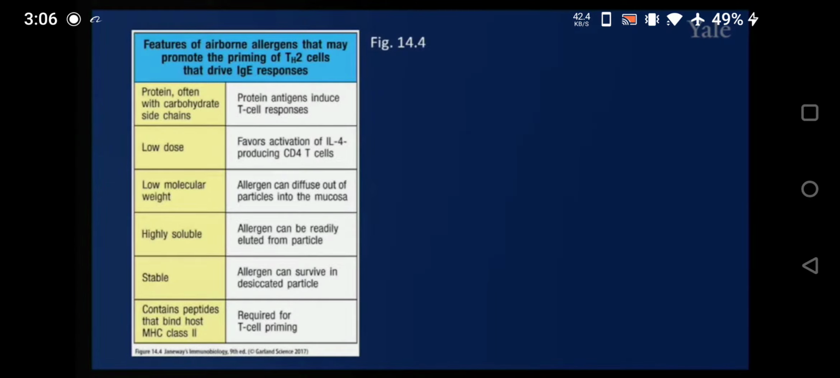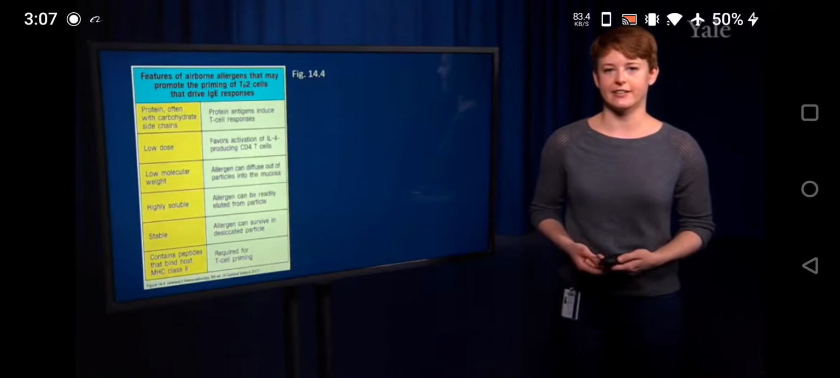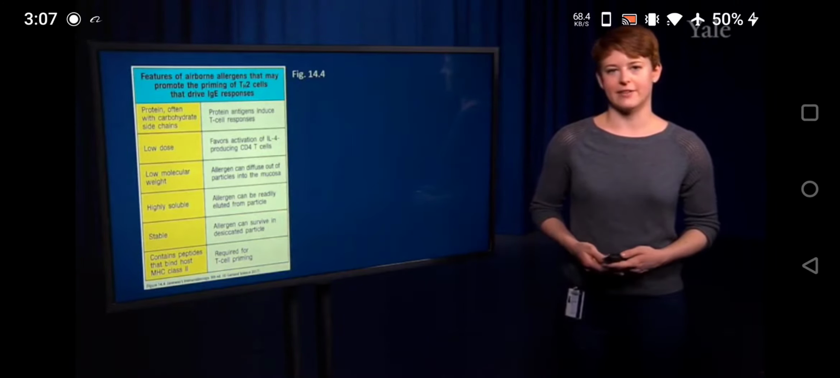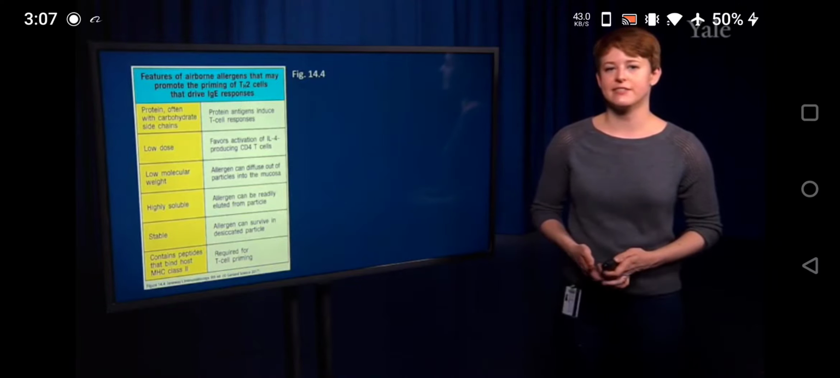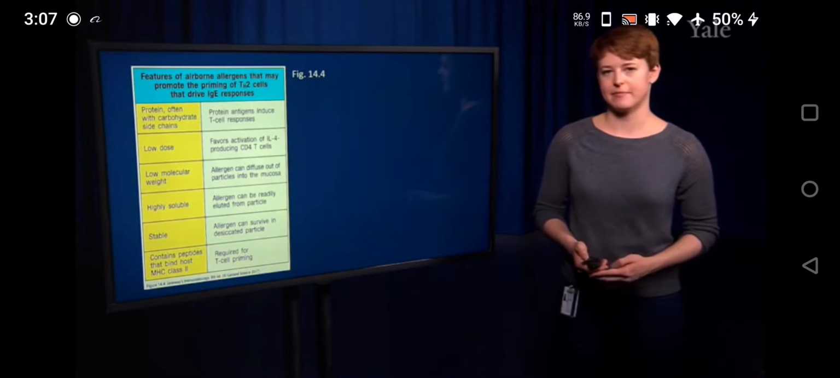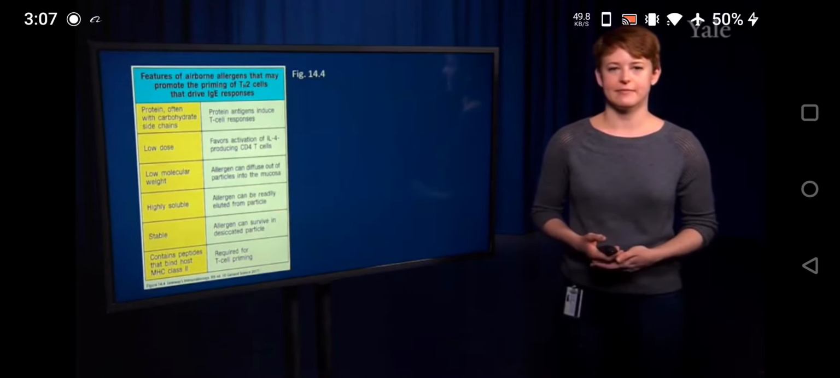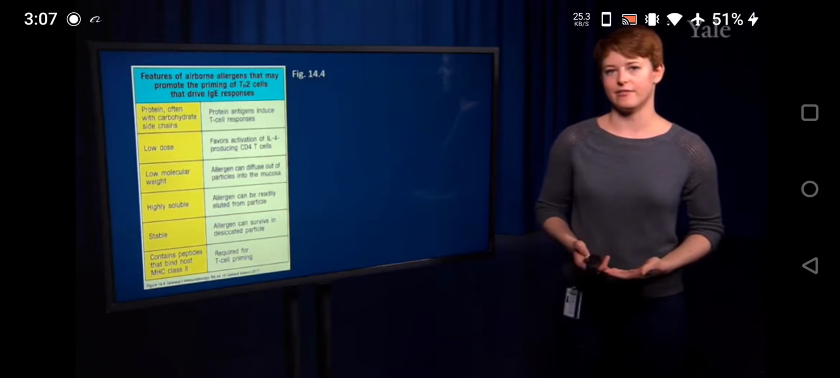So for example, proteins with carbohydrate side chains might induce a T cell response, which then can provide help to B cells. And also, if these antigens are encountered in a low dose, this will favor activation of IL-4 producing cells. It's also possible that these antigens might be highly soluble, which means that even though they might be bound to a particle, such as a granule of pollen, they're very easily removed from that granule into the body. And often these antigens are also very stable, so they can survive being on that pollen granule for long periods of time. So these are just a few features that are often characteristic of airborne allergens in particular.